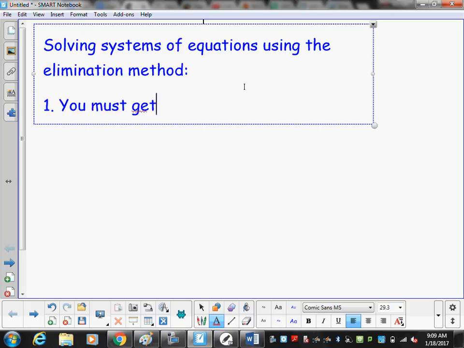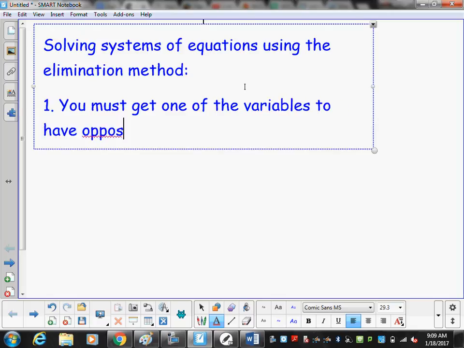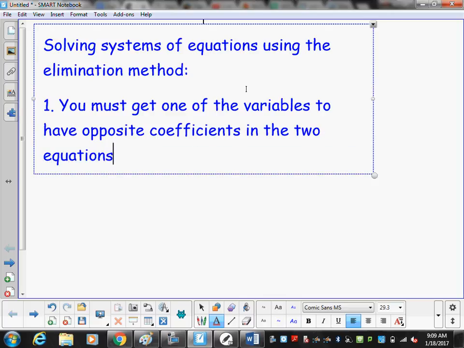You must get one of the variables to have opposite coefficients in the two equations. I always write them up here, but then I'll show you what that means as I'm doing it. So very quickly, y'all, listen up.